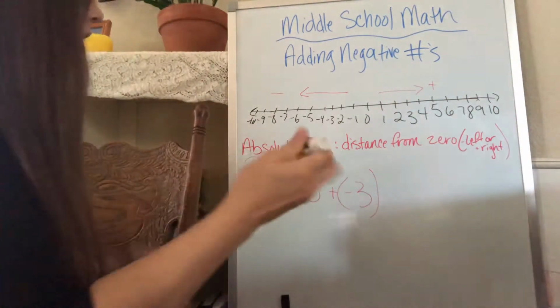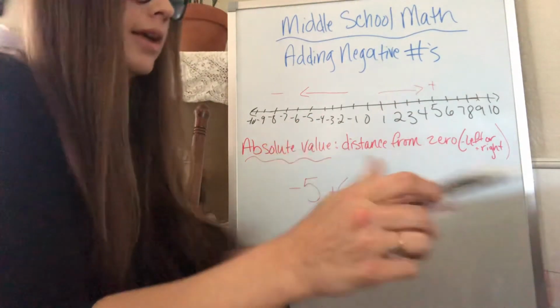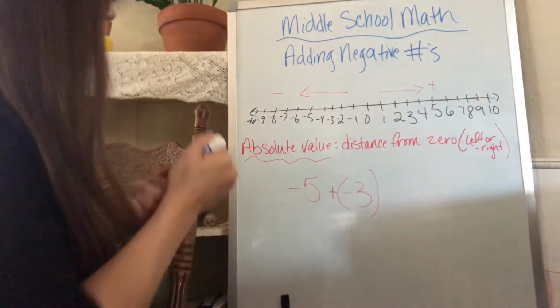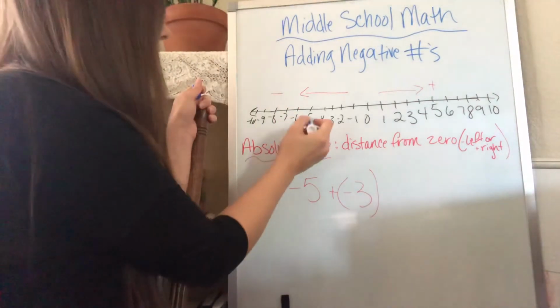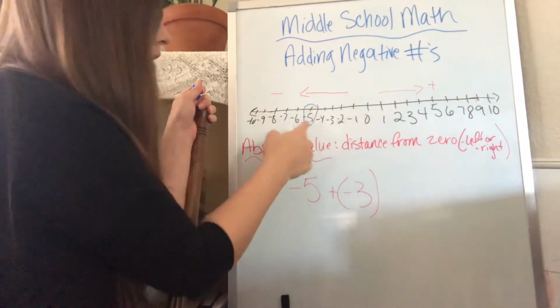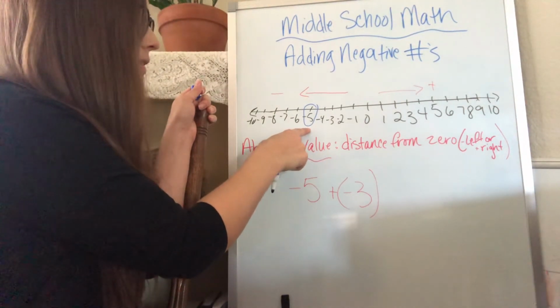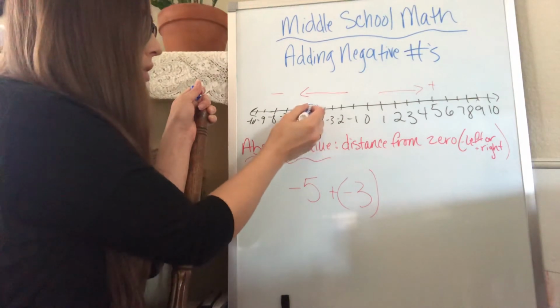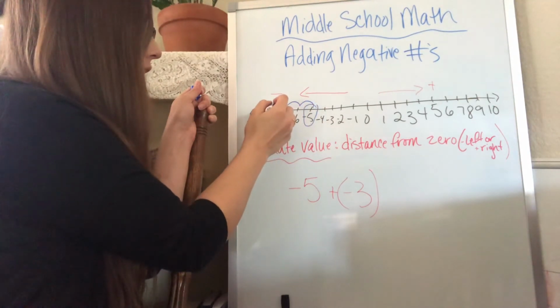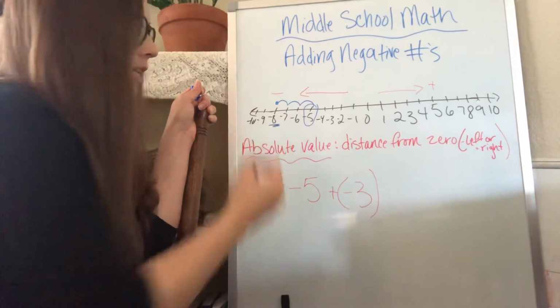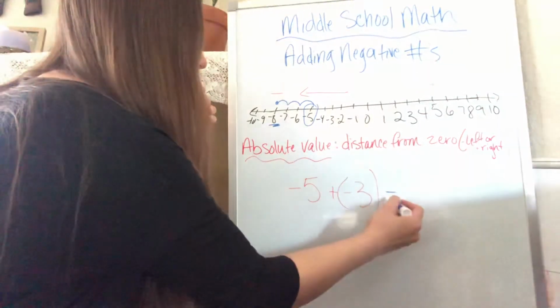Okay, so here I am at -5. Over here at -5, okay? And I'm going to add -3. If I'm adding a negative, I'm going to the left. So I'm going to go 1, 2, 3 to the left. So now I have -8. Okay?